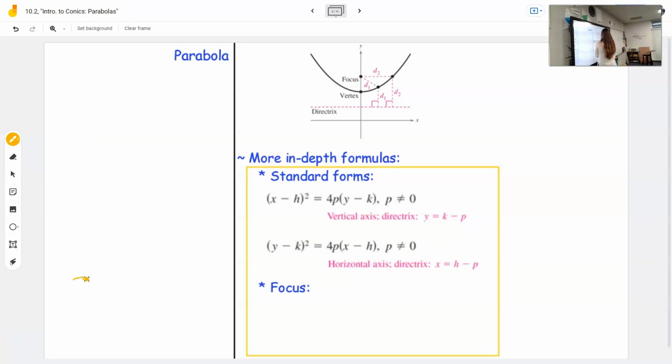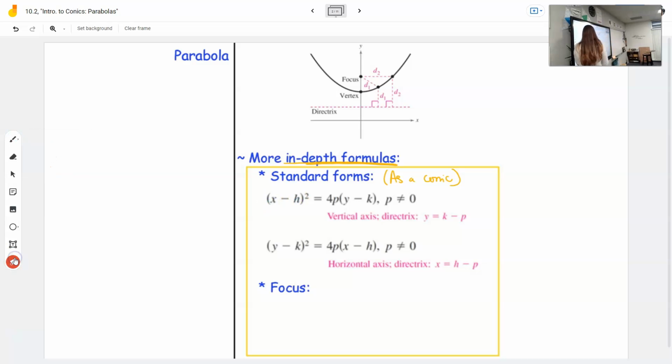Standard forms of a parabola as a conic, which is a more in-depth way of looking at parabolas. What do you notice about anything that stayed the same from our vertex form? Has anything stayed the same? H minus, or x minus h squared. Yeah, okay, so that's something that stayed the same, right? In the sense that I still have the h with my x value.